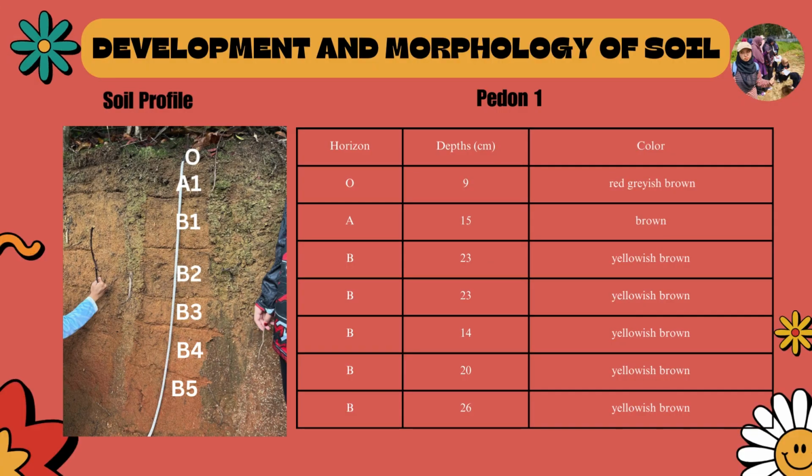We have O horizon at the top, containing organic material, followed by A horizon. Then we have B1, B2, B3, B4, and B5 horizons. The depth represents each horizon's thickness. Each horizon has its own color, as I showed in this table.